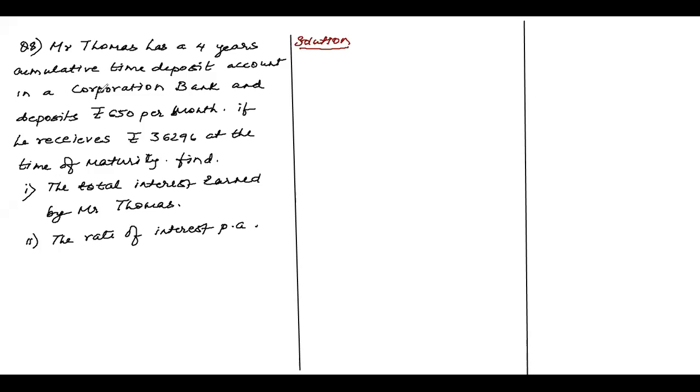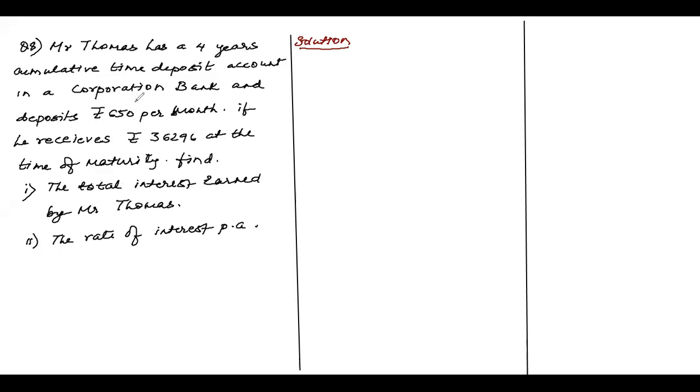Another sum, children, question number 8 of the same type, just like 7. Mr. Thomas has a 4 years cumulative time deposit. What information does it say? He has a 4 years cumulative time deposit account in a corporation bank.